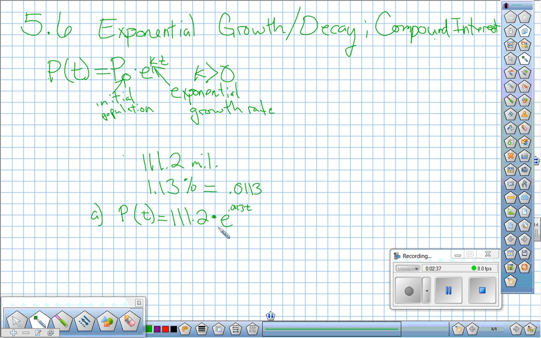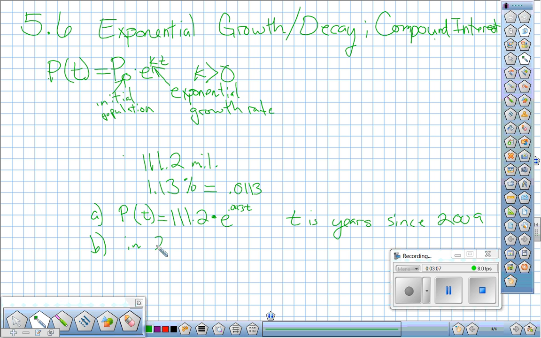And then I will also be asked to estimate the population in a certain year. I always like to make a little note when I write my equation: t is years since my original year. So t is years since 2009, because that's what I read in the problem to you guys. That's kind of hard to see. So part B, estimate it in 2014.